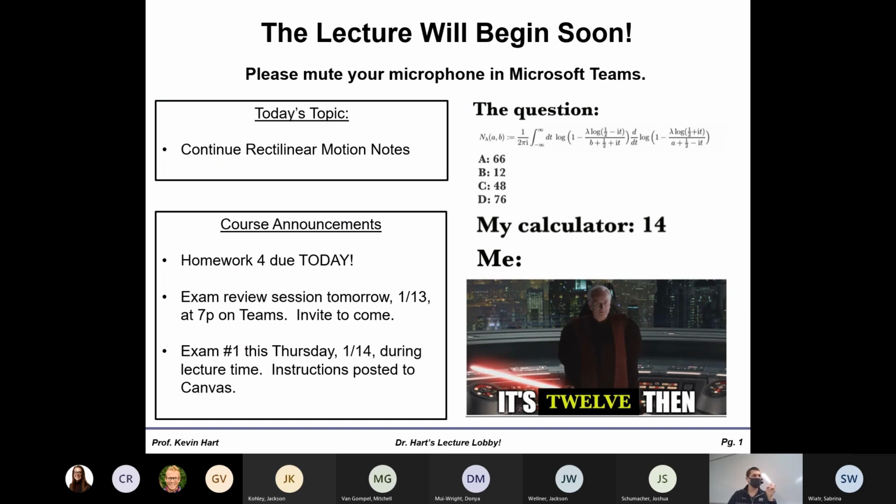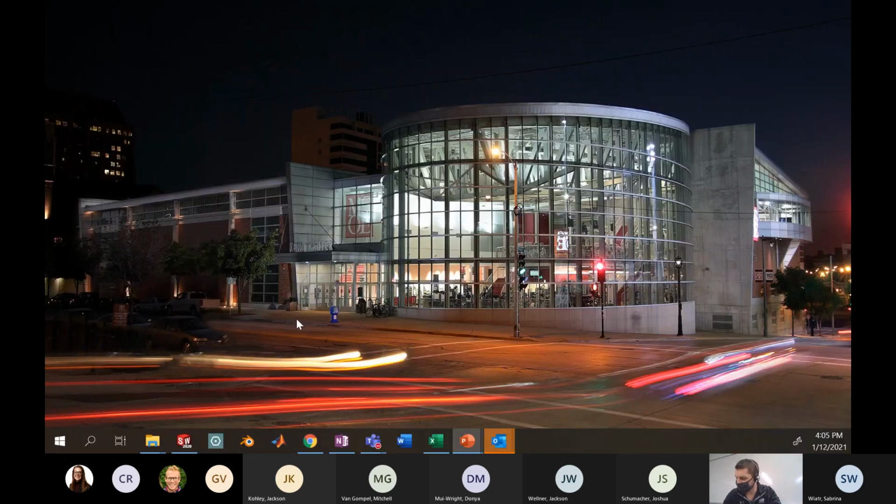Okay, other questions? Any questions? Rectilinear motion, not on the test. Okay. Let us continue then with where we left off.